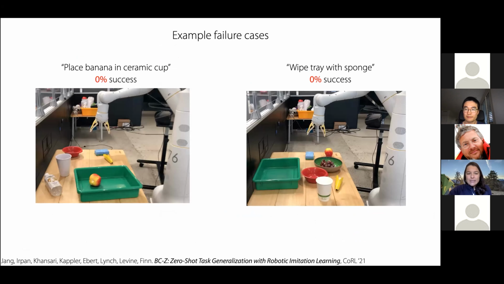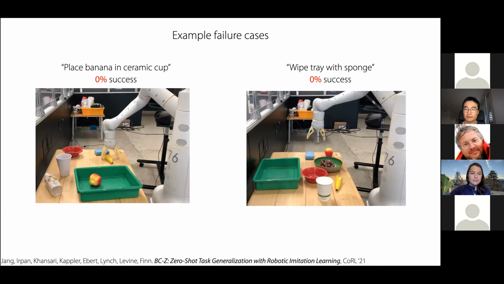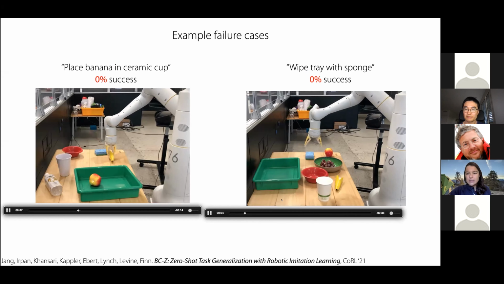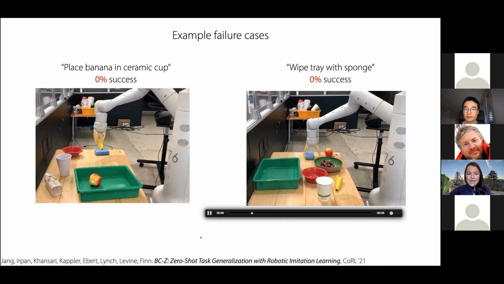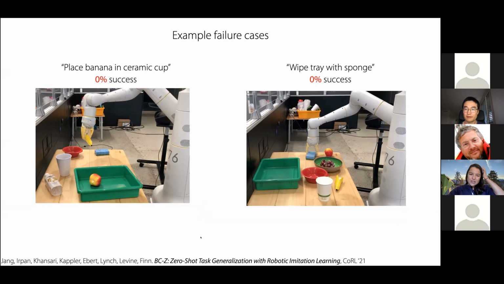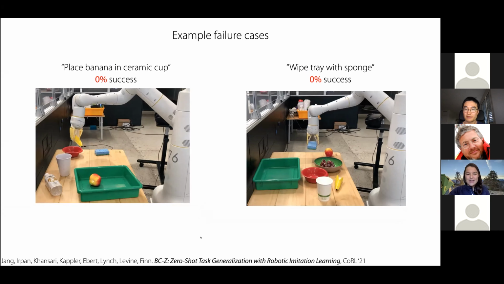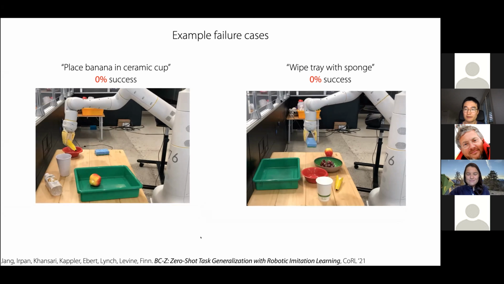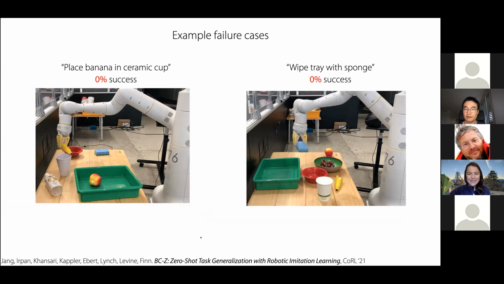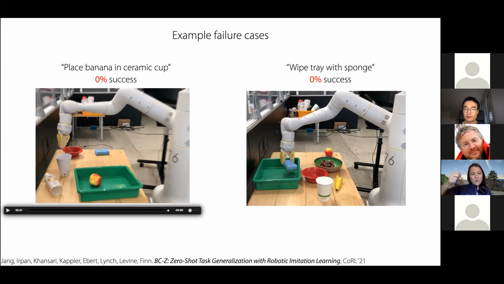Great, and then we can also look at some example failure cases. These are two tasks that the robot actually had a 0% success rate on: placing the banana in the ceramic cup and wiping the sponge with the tray. We see that in both of these cases, the robot is actually able to successfully perform a large portion of the task. It clearly understands what the task is, but in this first case, it didn't quite get the banana into the ceramic cup. It just tried to place it on top and failed at the very last part.